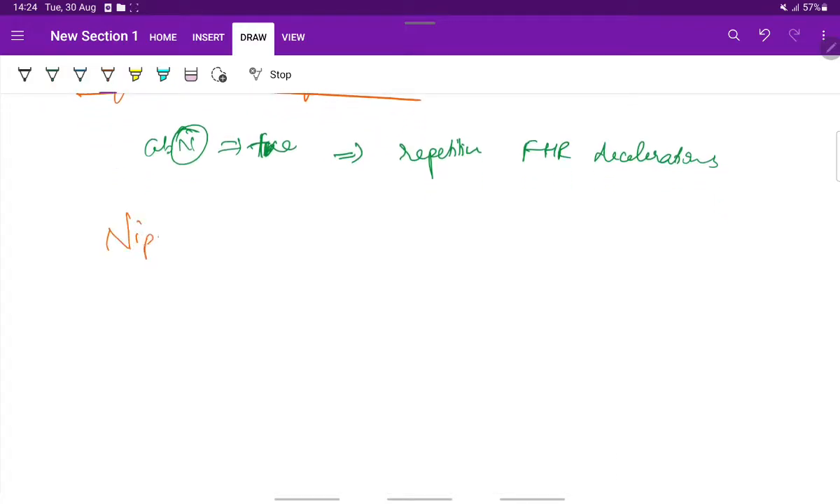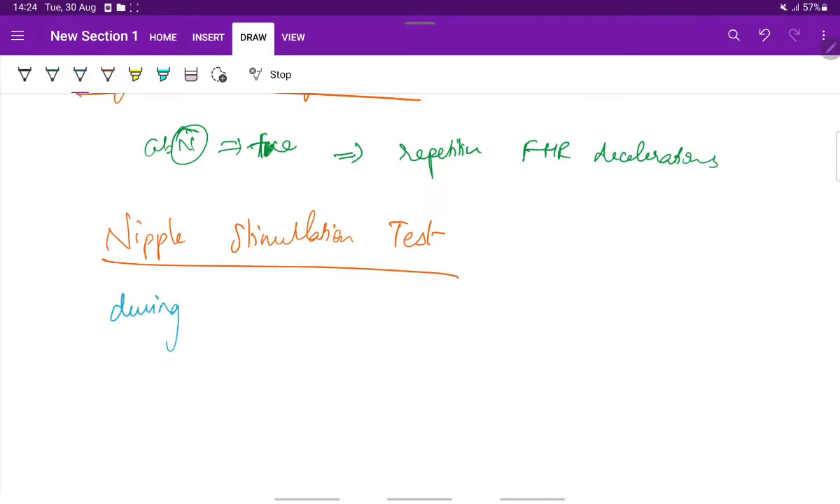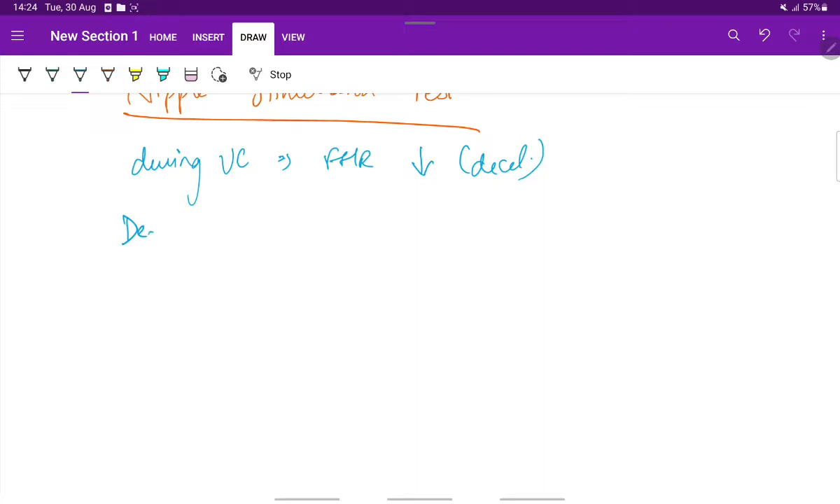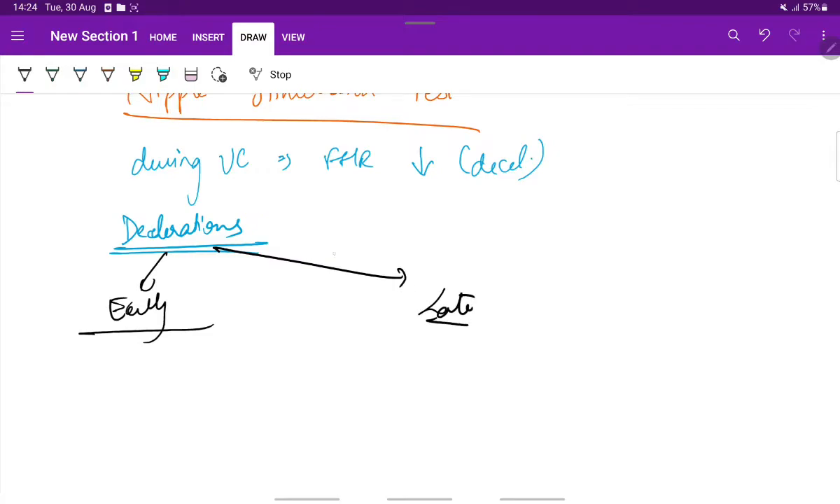Next will be the nipple stimulation test. Nipple stimulation can also be used to stimulate the uterine contractions, and during each uterine contraction the fetal heart rate undergoes deceleration, and these decelerations are of three types, which are early deceleration, late deceleration and variable deceleration.